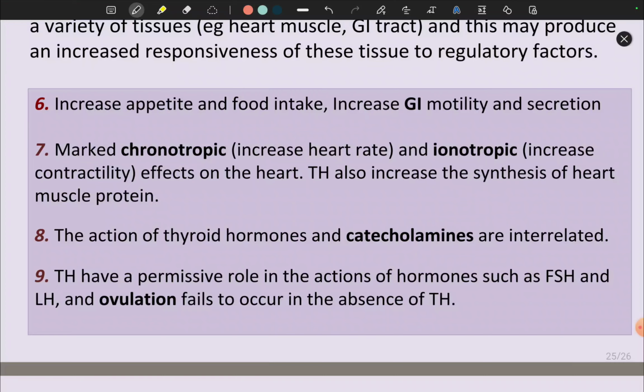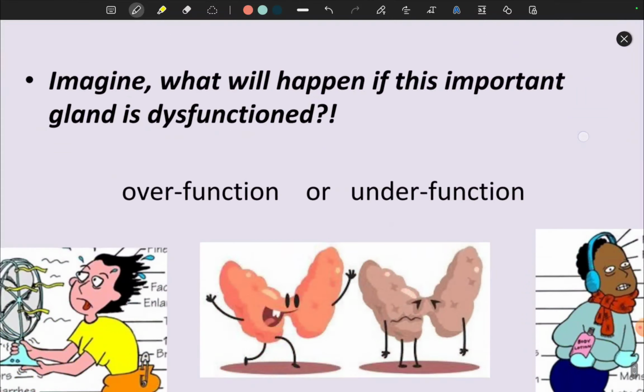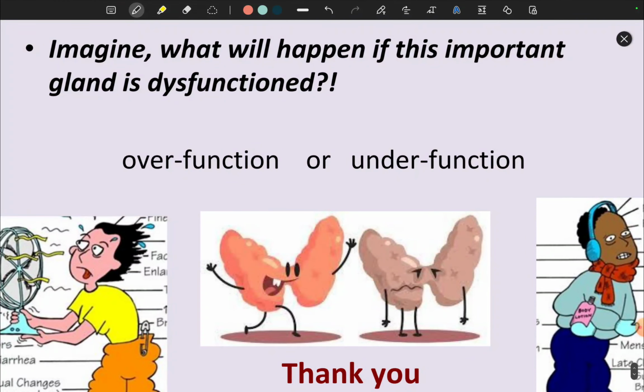So what happens if there is hyperfunction of this gland? It will increase the action of all glands, and according to the hormone, it will increase the release of other hormones.